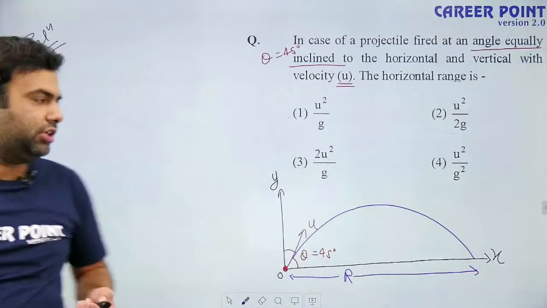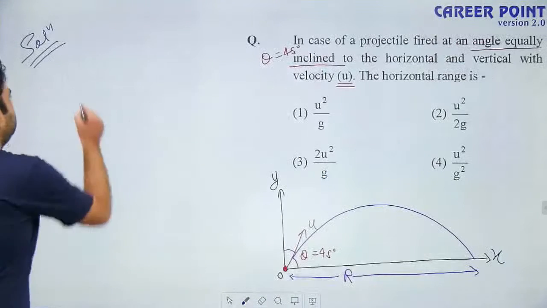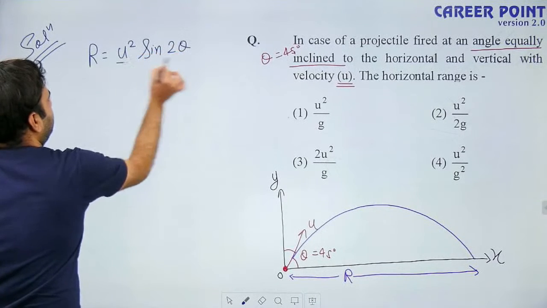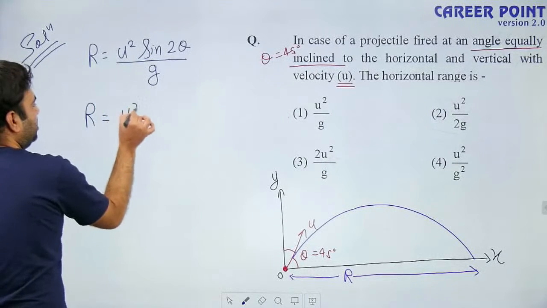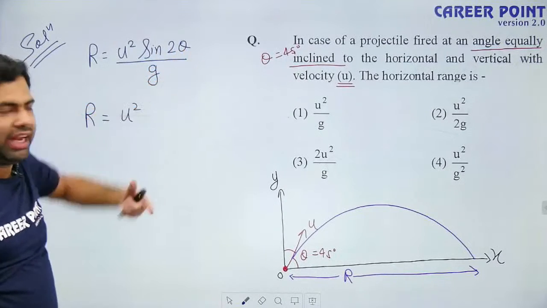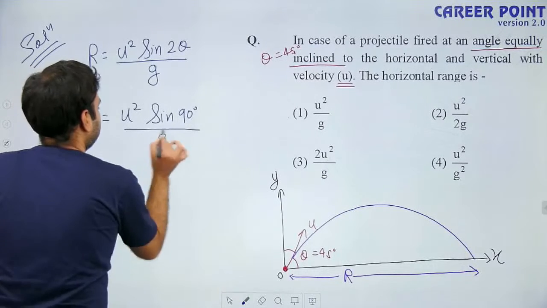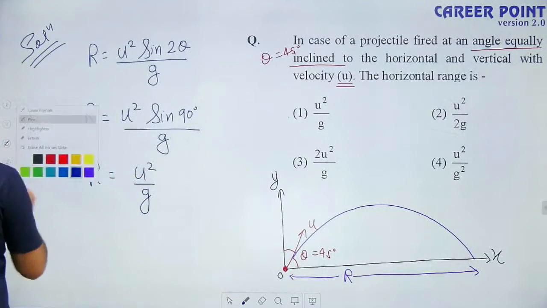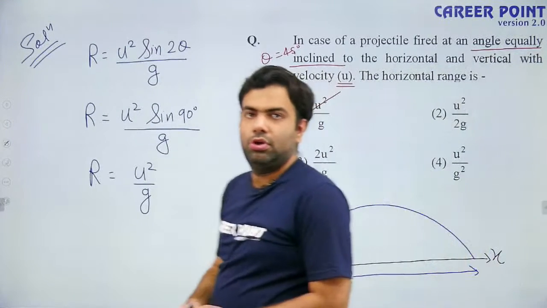See, I have given you the formula. What is the formula? Range is u square sine 2 theta by g. R is equal to u square sine 2 theta divided by g. U is given, and the answer is asked in terms of u. If theta is 45 degrees, then 2 theta must be 90 degrees. Sine 90 degrees divided by g. So we got range is equal to u square by g. Hence the correct answer is option 1, u square by g.